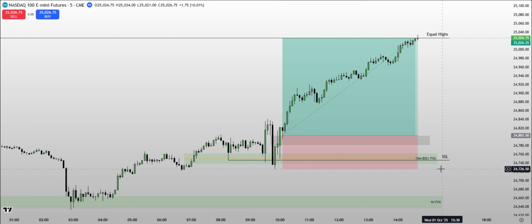And so that is how you use fair value gaps to your advantage. That's the power of fair value gaps. It is not only for entries, it's to take in information in how price acts.